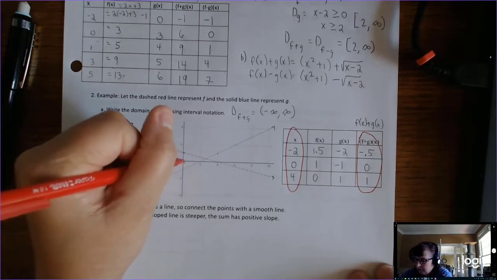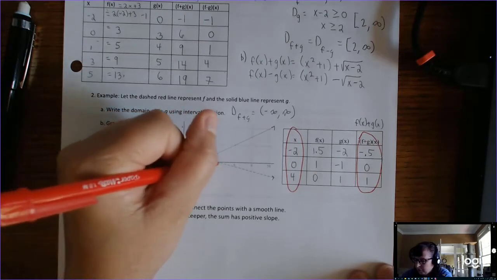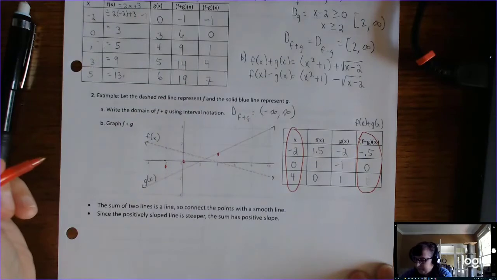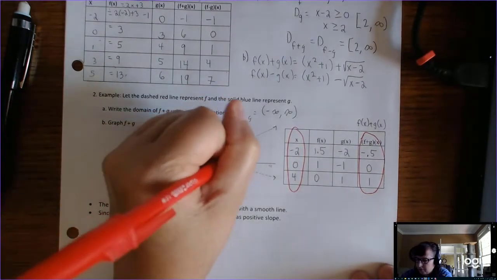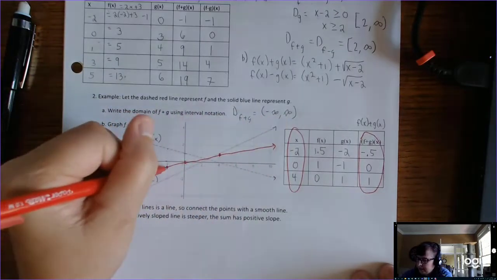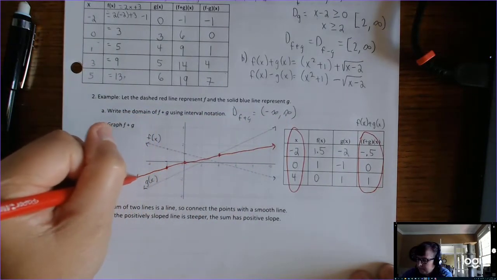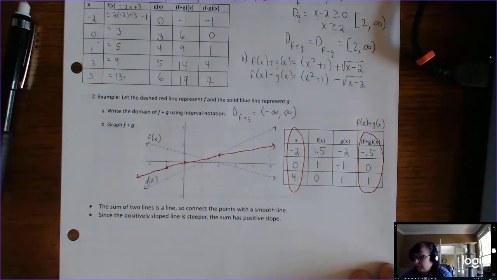0, 0 would be right here. And 4, 1 would be right here. And then you can just connect the dots, because these 3 ordered pairs just represent the 3 points that you're using to graph.